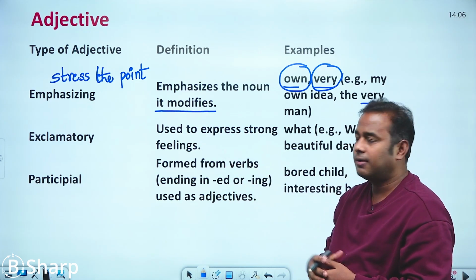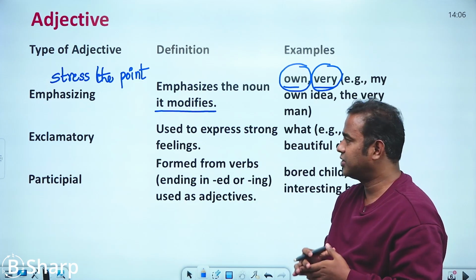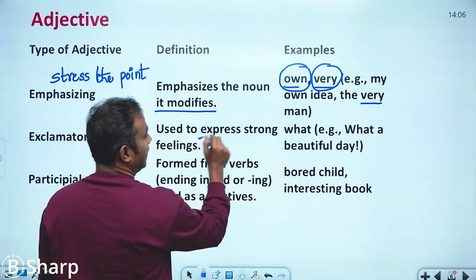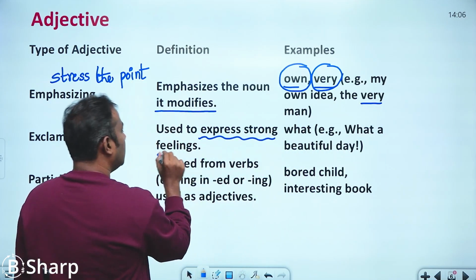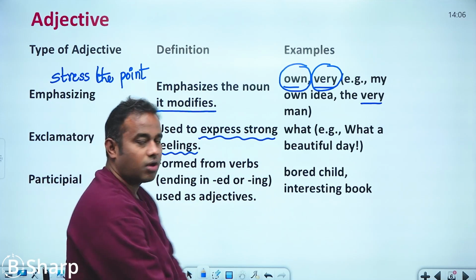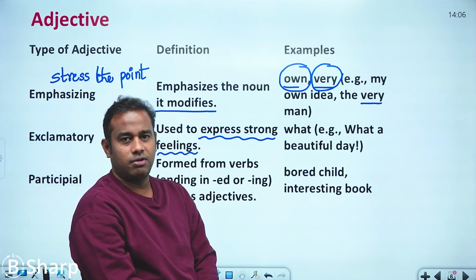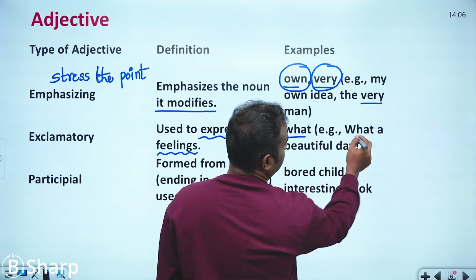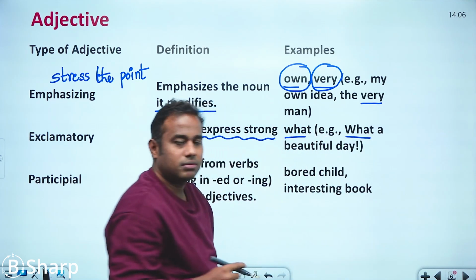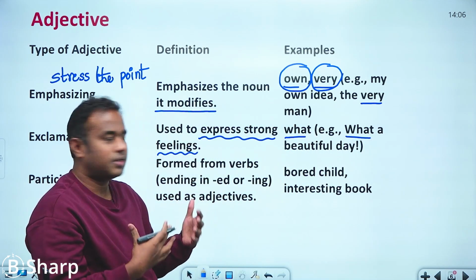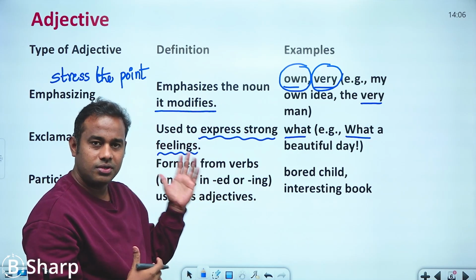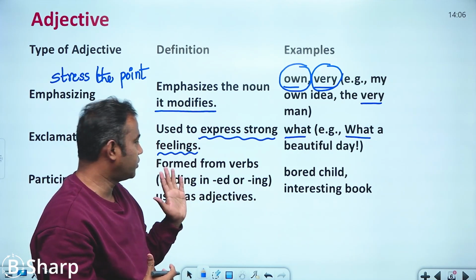The next one is exclamatory adjective. An exclamatory adjective expresses strong feelings, like: what a beautiful day. In such cases, when you want to give expression, you can generally use exclamatory adjectives.